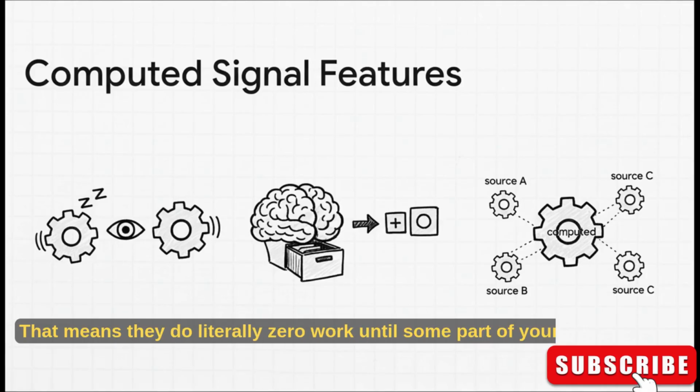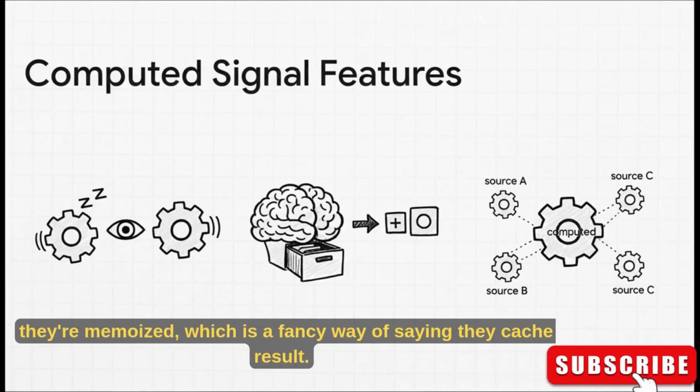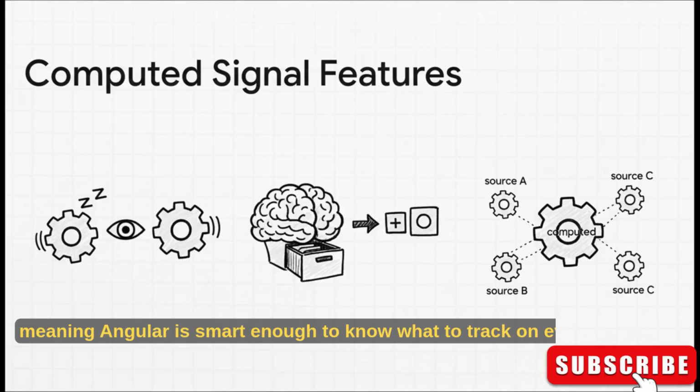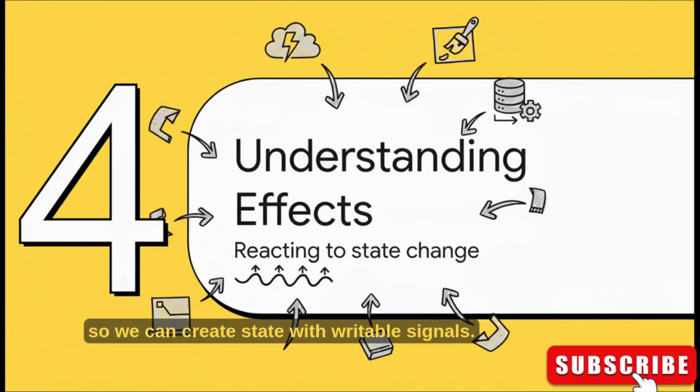First, they're lazy. That means they do literally zero work until some part of your app actually asks for the value. Second, they're memoized, which is a fancy way of saying they cache the result. If nothing has changed, they don't recalculate. And third, their dependencies are dynamic, meaning Angular is smart enough to know what to track on every run. It's just so efficient.